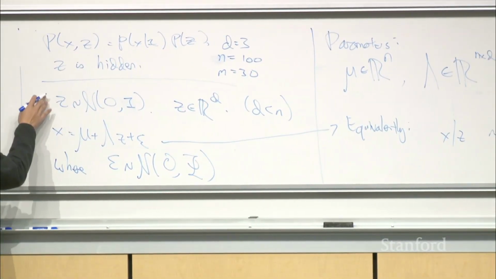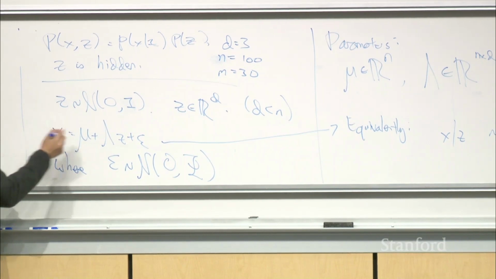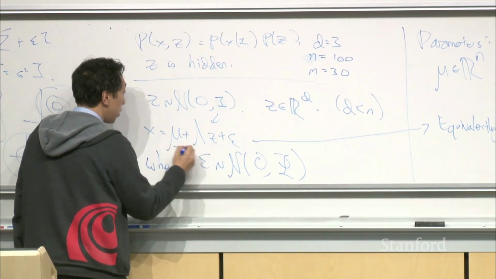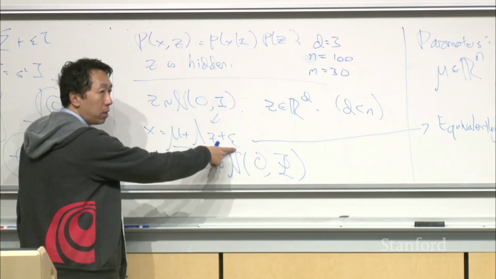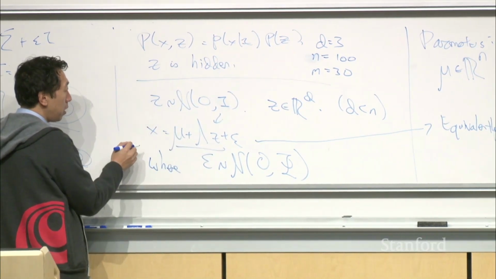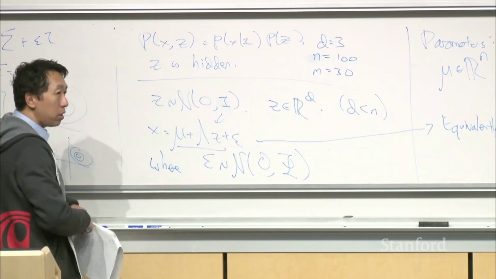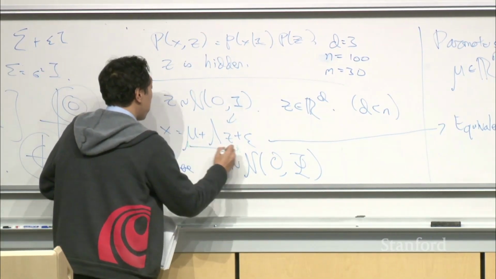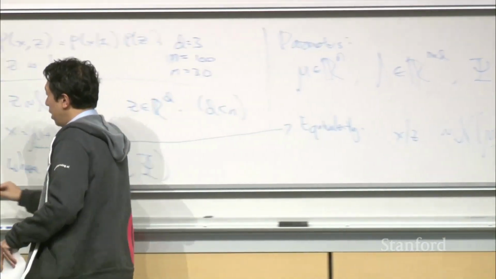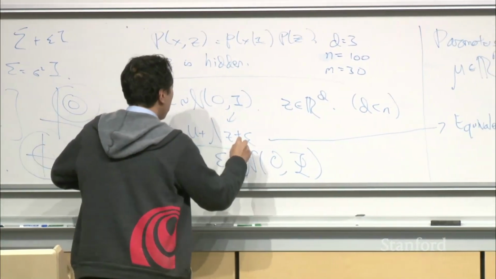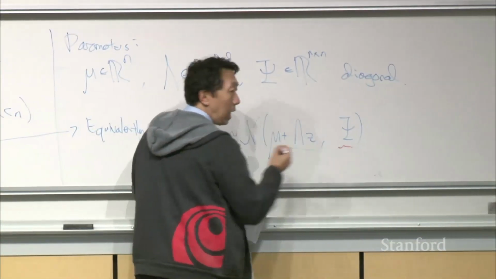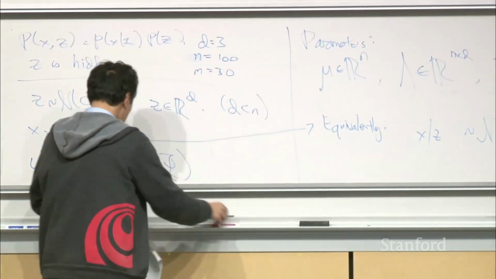Once you've sampled z, this is p of z and this is p of x given z. Given z, x is computed as mu plus lambda z, which is just some constant, and then you add Gaussian noise to it. So an equivalent way of defining this is to say that the mean of x conditioned on z is this first term, since that's the mean, and the covariance of x given z is the additional term psi, the noise term that you add to it.